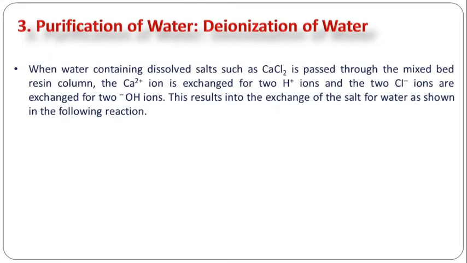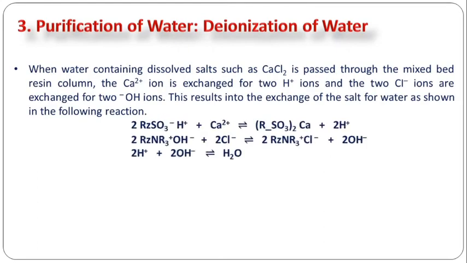When water containing dissolved salts like calcium chloride is passed through the mixed bed resin column, the calcium 2+ ion is exchanged for 2 H+ ions, while 2 chloride ions are exchanged for 2 OH- ions, because these ions have similar charges. So cation exchanges cation and anion exchanges anion. This results in removal of salts from water as shown in the following reaction. So see the reactions, how that happens.